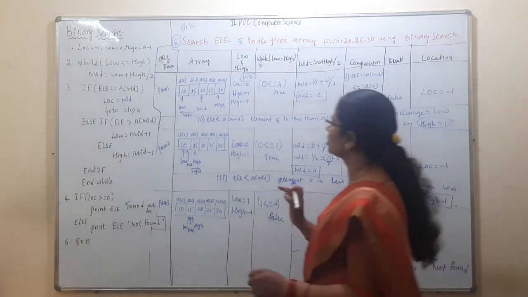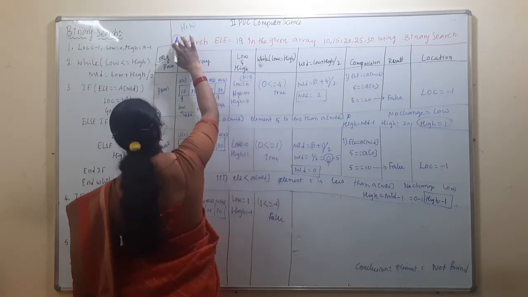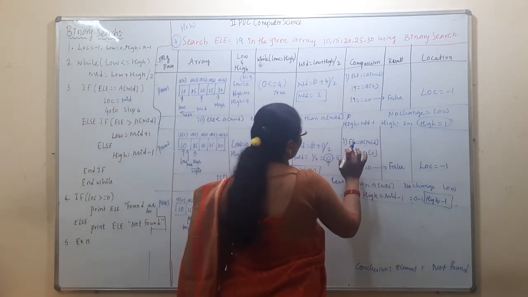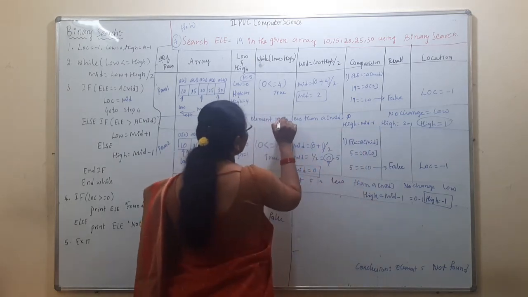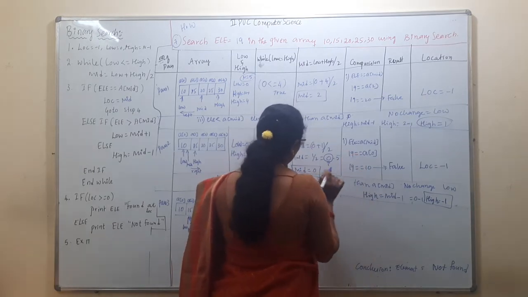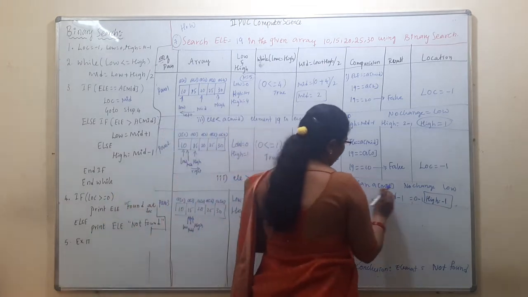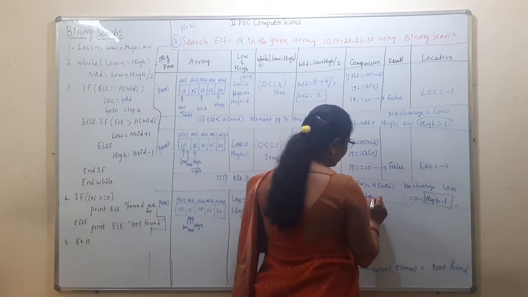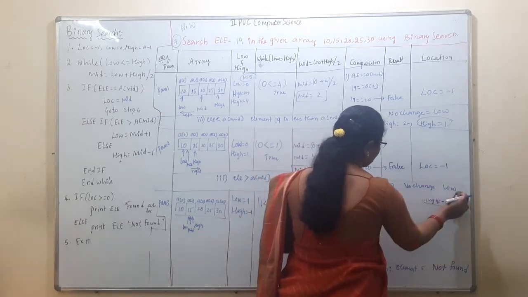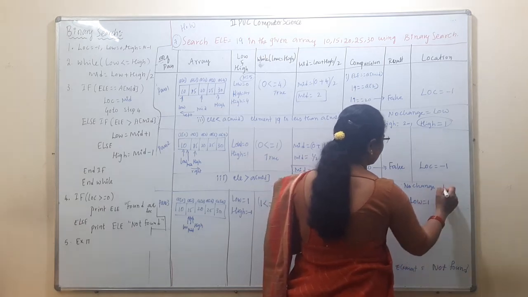Suppose the searching element is 19. You can try this if you want. Is 19 equal to A of mid? No. Is 19 less than? No. Now 19 is greater than A of mid. Change which pointer? Low pointer equal to mid plus 1. So what will you get? 0 plus 1, you will get 1. Low is 1. No change in the high value.